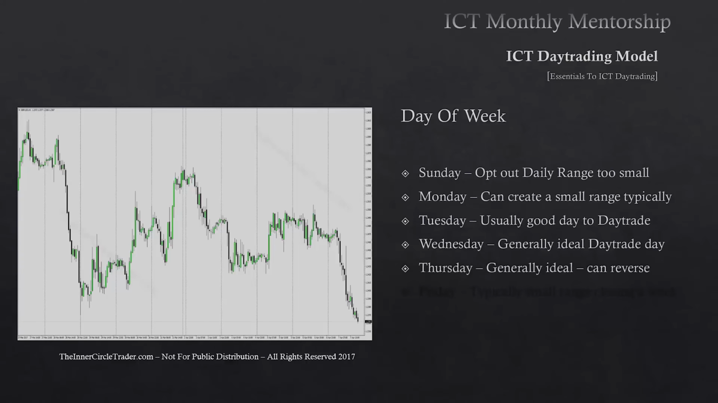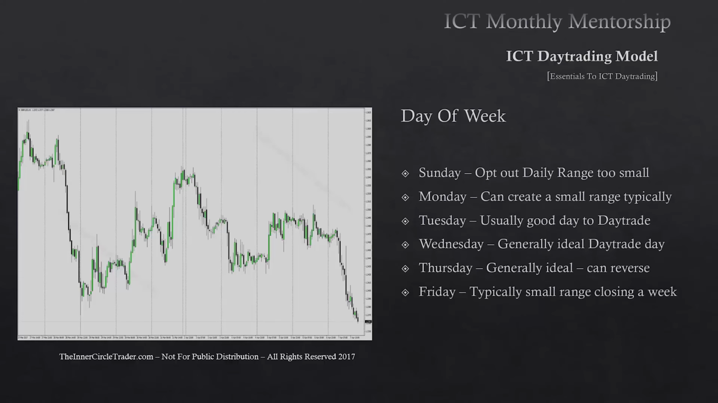Thursday, again, is a generally ideal scenario, but you've got to be careful. Thursdays can reverse. Usually the weekly range is, again, capped by Thursday's New York session. So be mindful that if we do get a good day trade in Thursday's London Open, it may fizzle out and actually reverse the week during the Thursday New York or London close scenario.